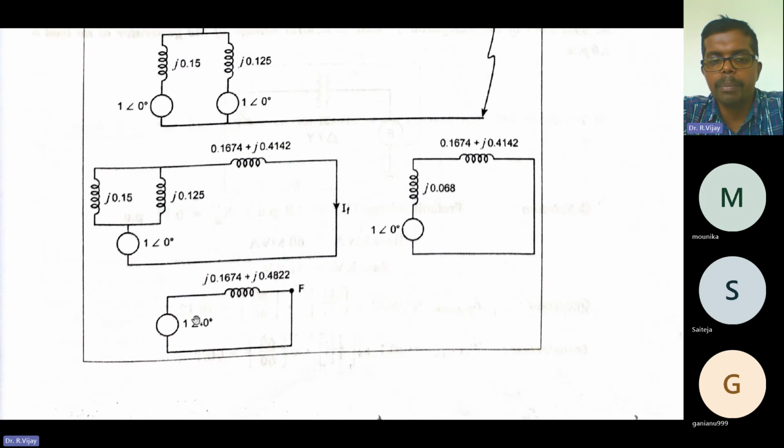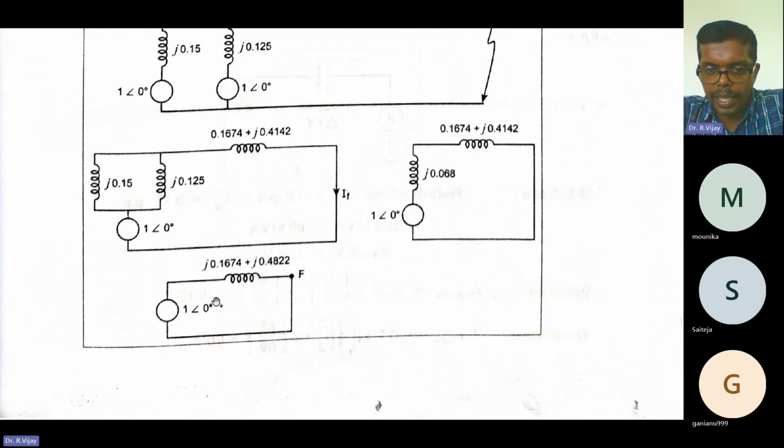Further simplification, you'll get the Thevenin voltage as 1 at the angle of 0, and the reactance value here, because you need to add here, is J into 0.1674 plus J into 0.4822. This is the impedance we got here. This is the voltage source and one impedance source. Here it is not J, it is a printing mistake. So 0.1674 plus J into 0.4822. That's all.